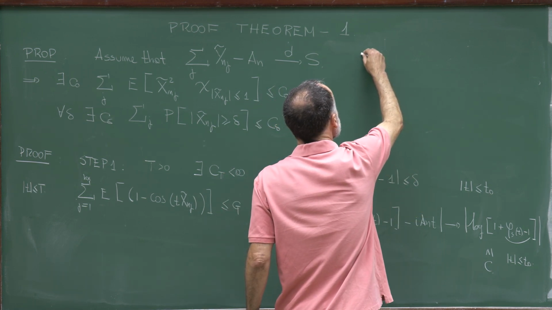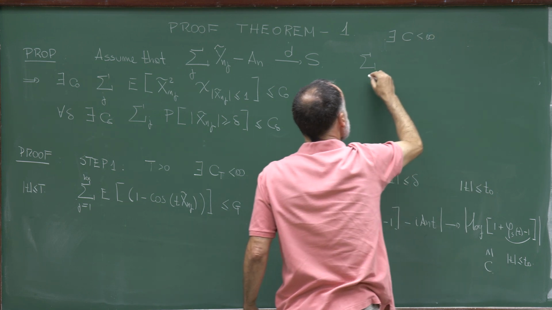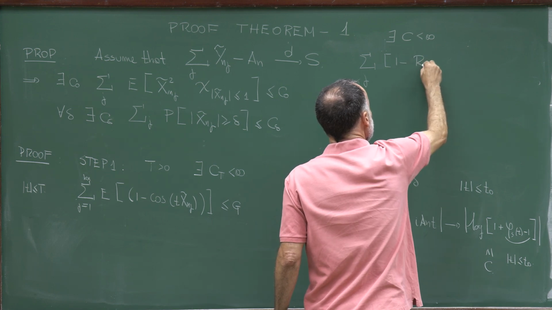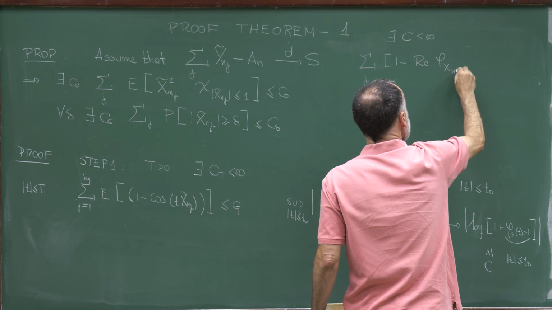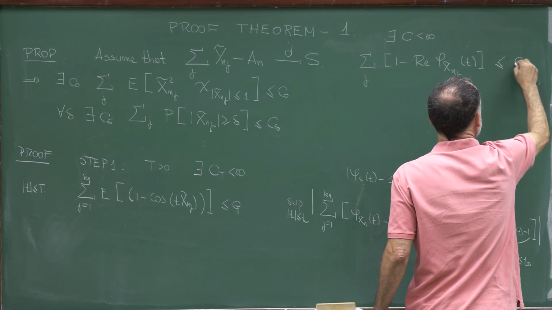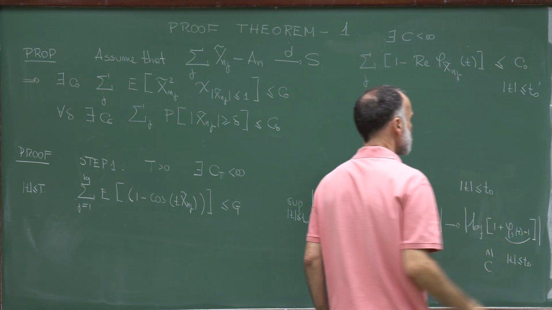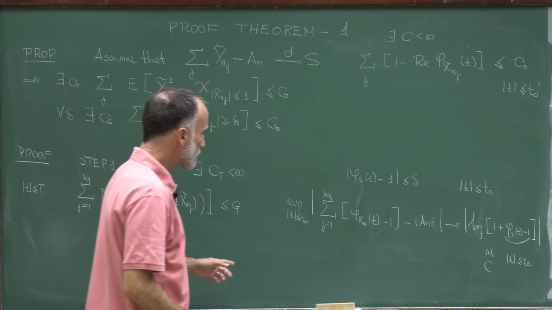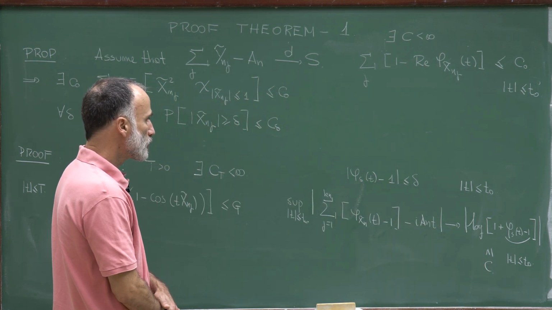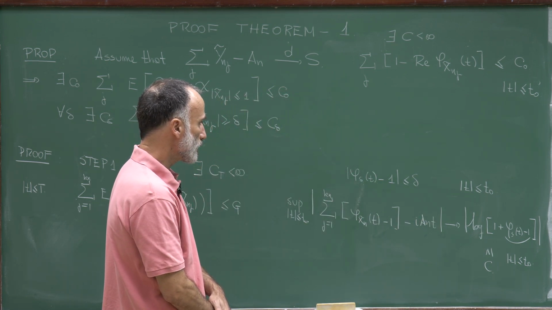So this means that there exists a constant c, which is finite, such that the sum of 1 minus the real part of phi x n j tilde t is bounded by a constant c0. And this holds for all t less or equal than t0. Right, so let me repeat. This absolute value is bounded by a constant. So this means that the absolute value of the real part is also bounded by the same constant.